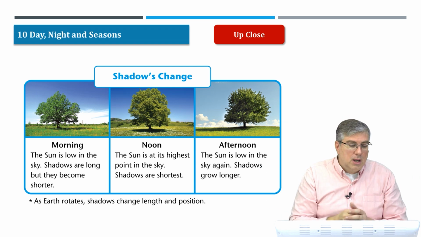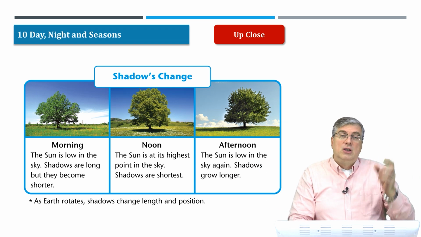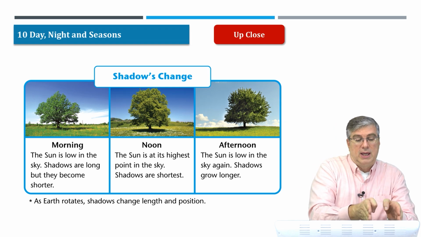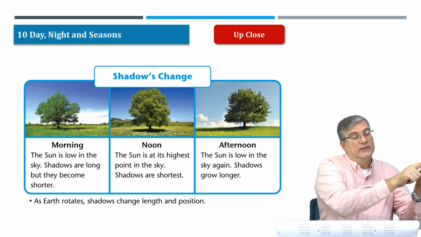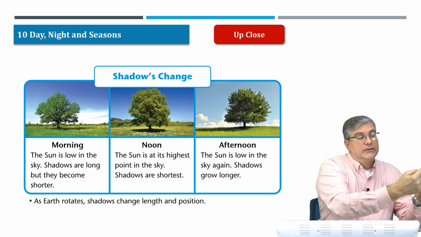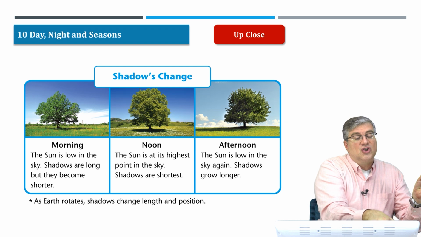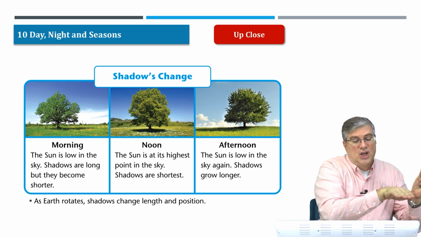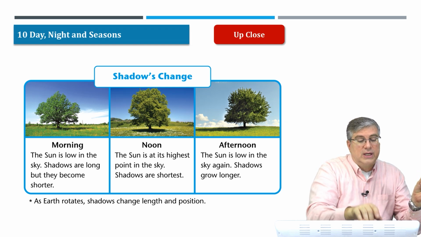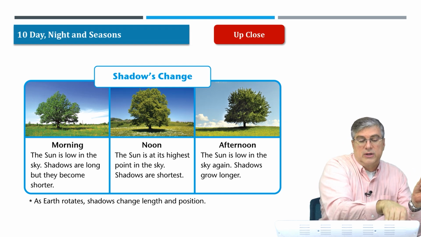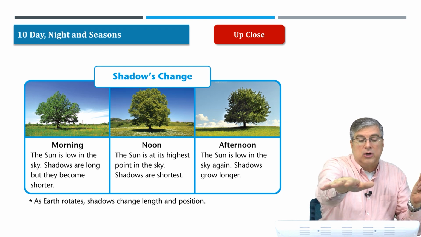What's going on? Well, in the morning, the sun is low in the sky. Now, in this picture, if I'm looking at this picture this way, I have to imagine the sun is over here, and it's morning time, so the sun is to the east, the light is hitting the tree, and the shadow is to the west. The shadow is pointing out to the west. So the sun is low in the sky, shadows are long because the direction of the light is hitting the tree at an angle. And so that makes a long shadow.